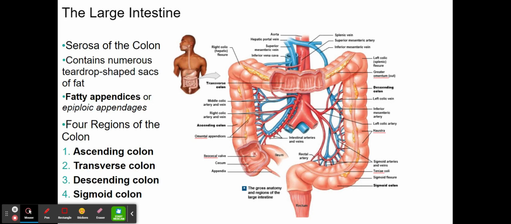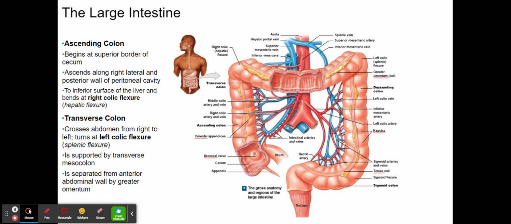We can subdivide the colon into 4 regions: the ascending colon, the transverse colon, the descending colon, and the sigmoid colon. The first is the ascending colon, and it begins at the superior border of the cecum and ascends along the right lateral and posterior wall of the peritoneal cavity to the inferior surface of the liver. There, the colon bends sharply to the left at the right colic flexure, or hepatic flexure. This bend marks the end of the ascending colon and the beginning of the transverse colon.